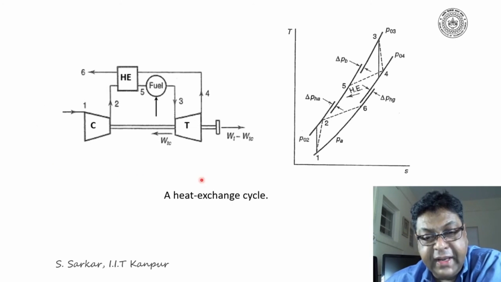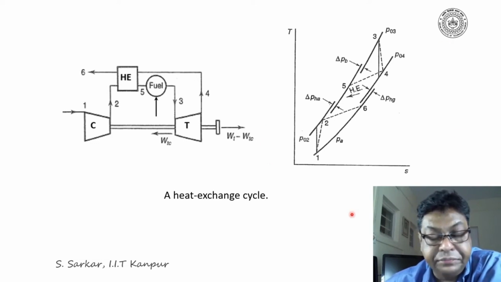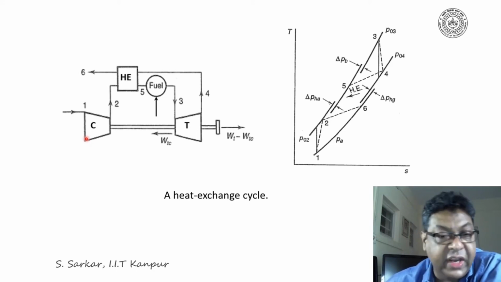I have indicated here the schematic of a regenerative cycle, that is, a heat exchange cycle, along with its operation in the TS diagram. C stands for the compressor, while T represents the turbine. HE indicates the heat exchanger, along with a combustion chamber.